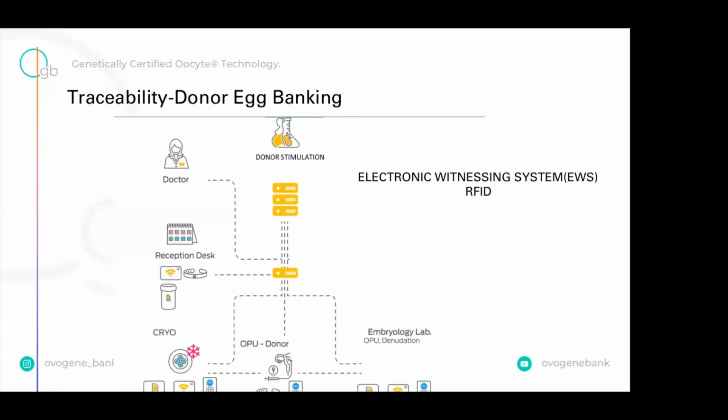So they will just take from us the straw with the RFID chip. They will have a card reader, which we will give free of charge from our site, an OVOGENE software. So they will just read the straw and find out the electronic witnessing for the donor oocyte. When they read the RFID chip, they will find out the code of the donor, the birthday of the donor, the number and quality of the eggs which they receive, and the exact vitrification date.